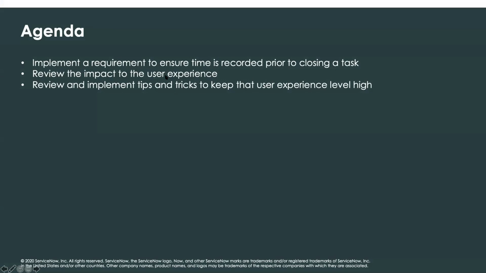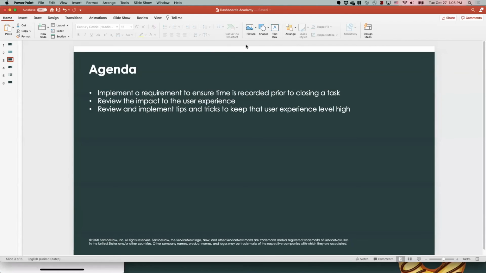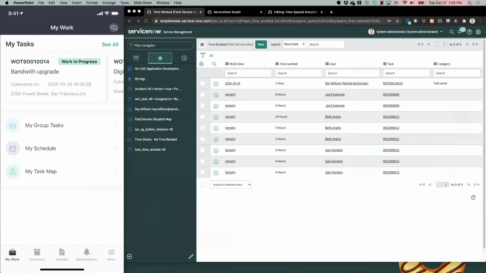So just real quick, my agenda, really simple, high level. We're going to implement a requirement to ensure time is recorded prior to closing a task. We're going to review the impact to the user experience having done that. And we are going to review and implement tips and tricks to keep that user experience level high. So that's it for the slides. Let's move this out of the way.